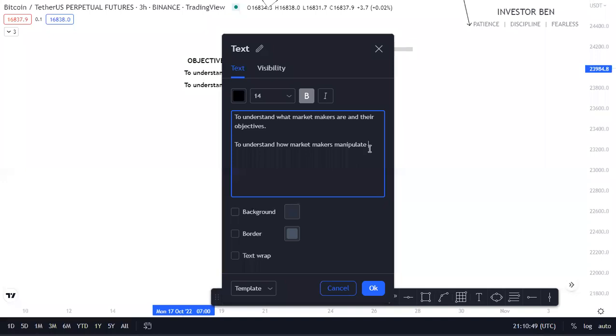To understand how market makers manipulate or move the market, right?